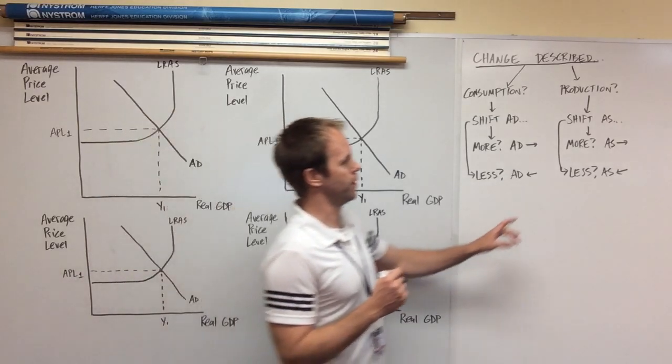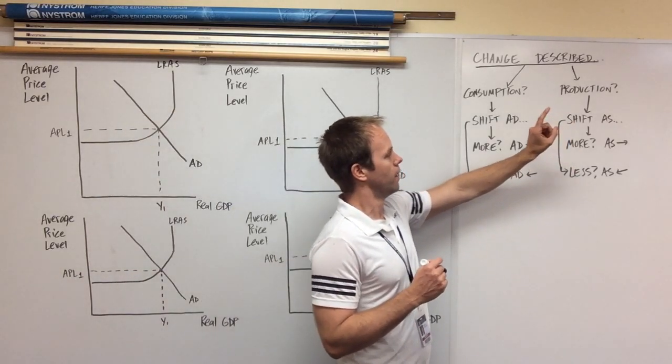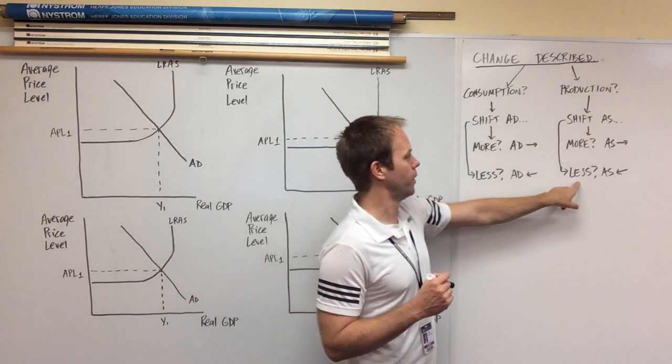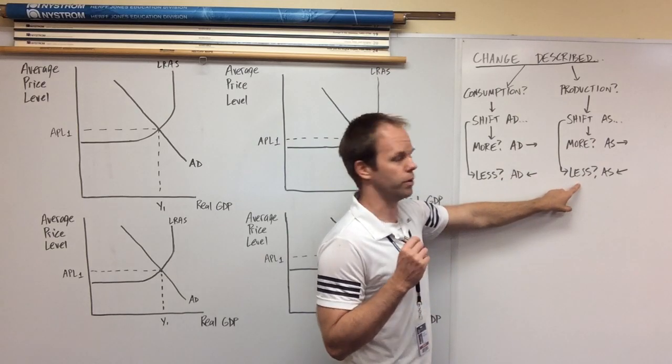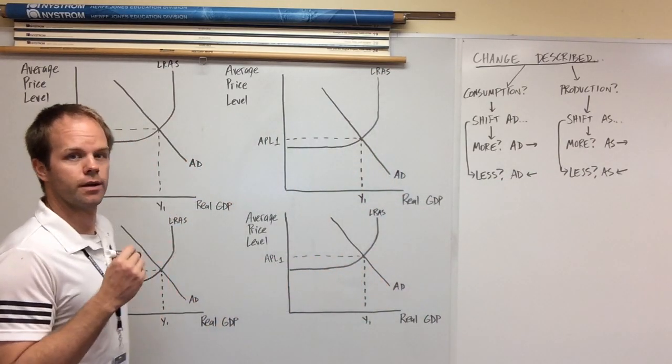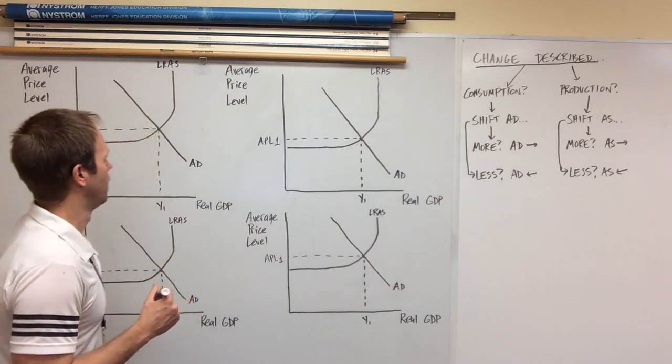And if we ask ourselves whether production is going to increase or decrease, and we arrive at the conclusion that producers will make less, we know we're going to shift our aggregate supply curve to the left, okay?